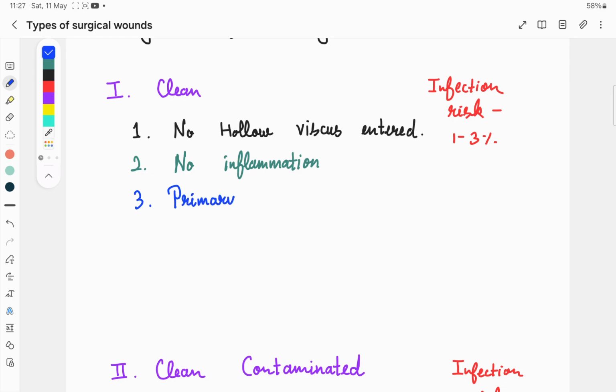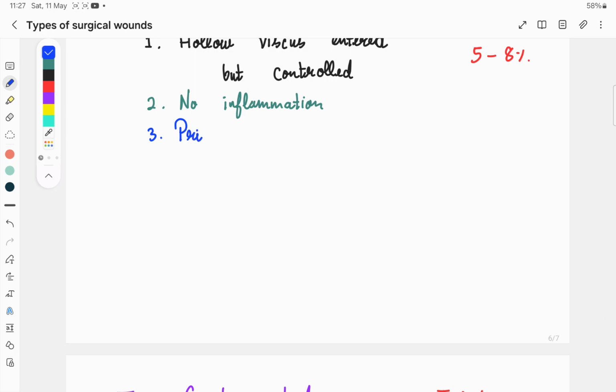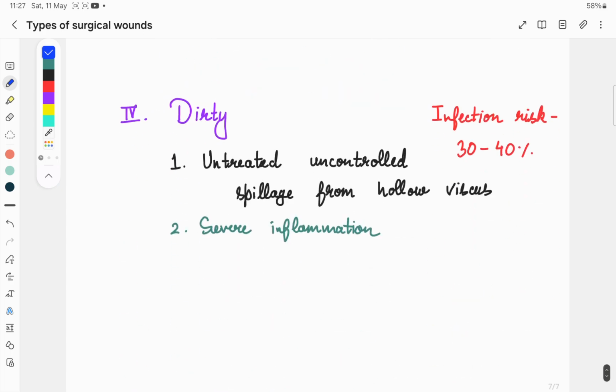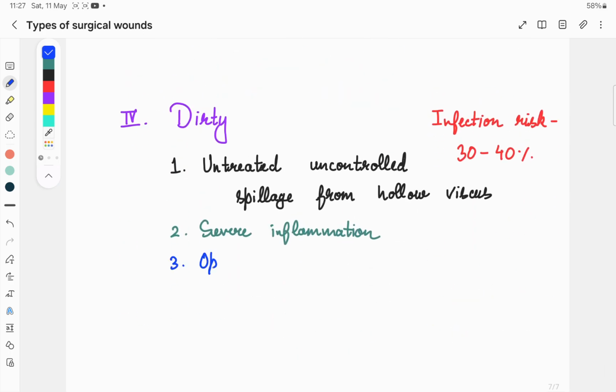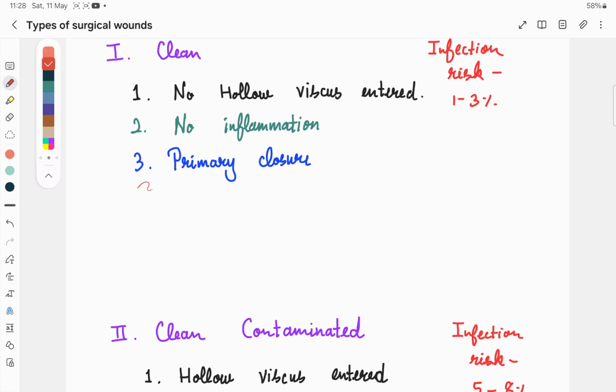So the next point is primary closure. Primary closure in clean. Similarly, primary closure in clean contaminated. Open traumatic wound in contaminated, and open suppurative wound in dirty.